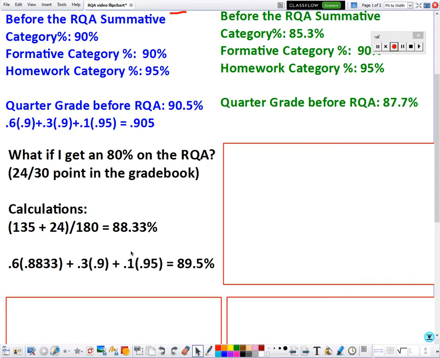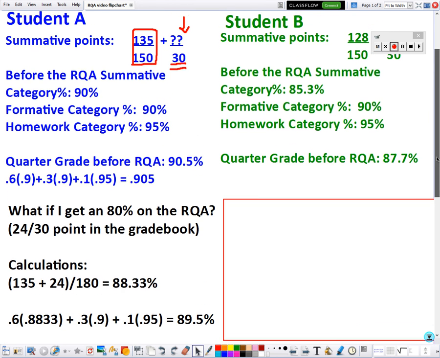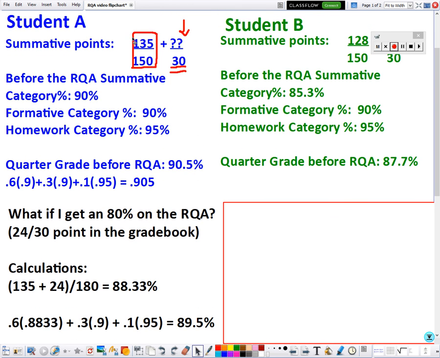And here's what your calculations will look like. We have to take the 135 points you had to start. The 135 points is the number of points in your summative category before you take the RQA. We have to add that to the 24 points you earned on the RQA, out of the new total, 150 plus 30, which is 180. So now your summative category is 88.3%.